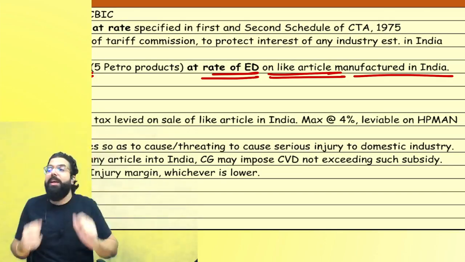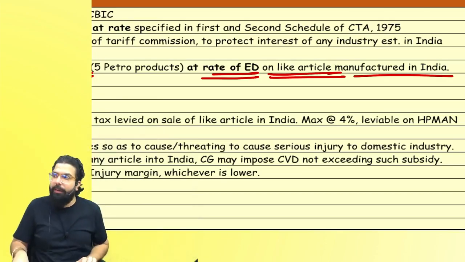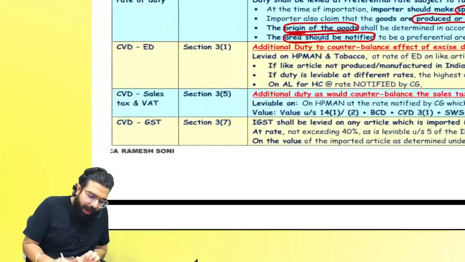Imported goods pay, they levy CVD 3.1. Right, everyone? Not very important from the exam point of view. I have given a small paragraph. You can go ahead and read it at home.